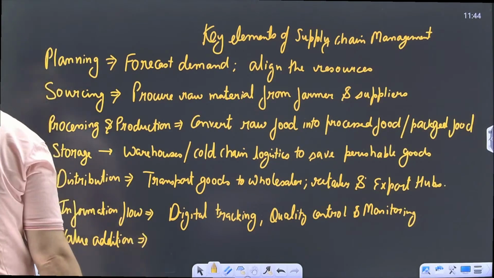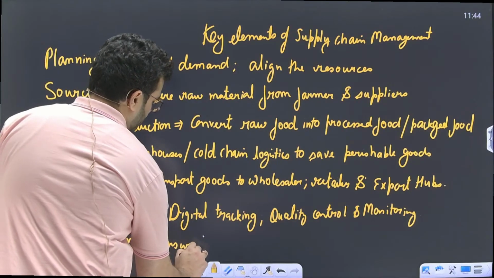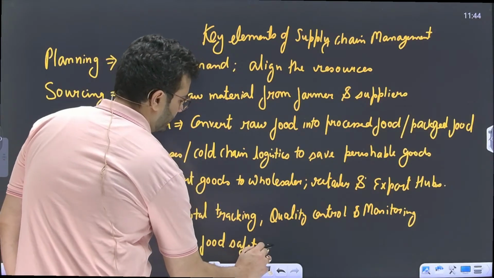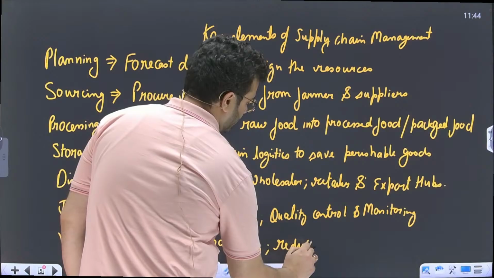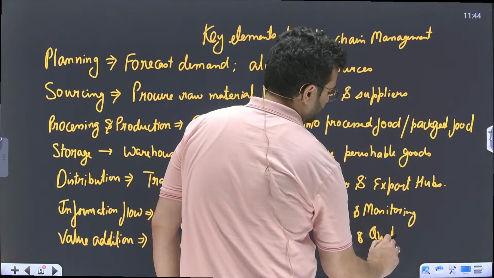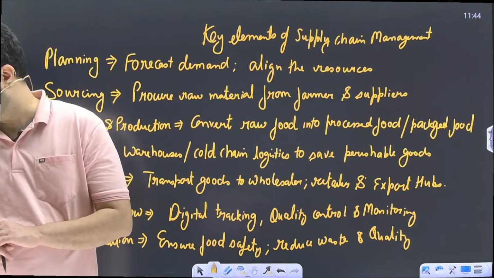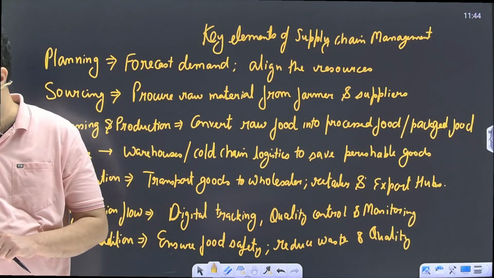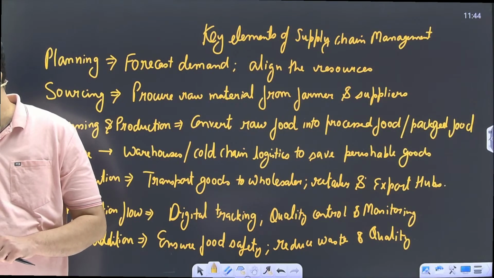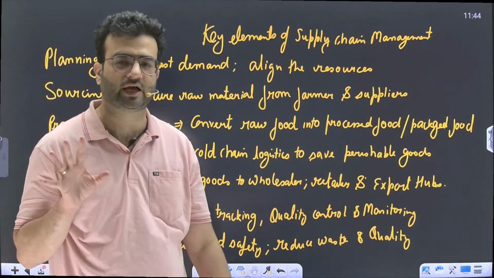Now, what is included in value addition? Ensure food safety, reduce waste, and quality management. So these are the key elements of supply chain management. This is how supply chain management actually works.